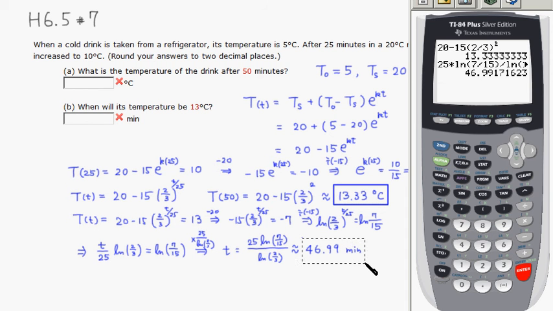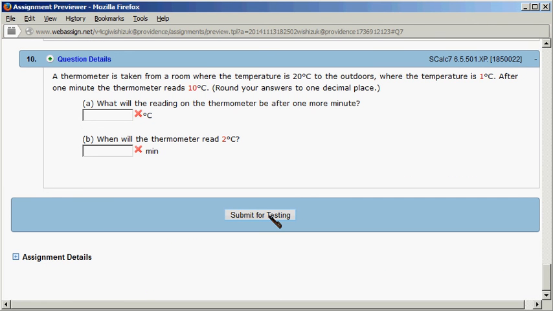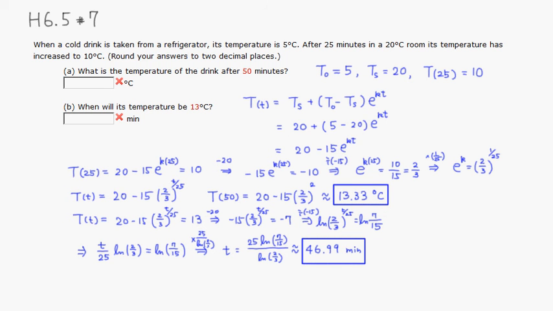All right, let's type this in. What we found for part A was 13.33, and for part B was 46.99. Let's go down and submit for testing. It came back and looks like we got both of these correctly. That's it. I hope that this was clear.